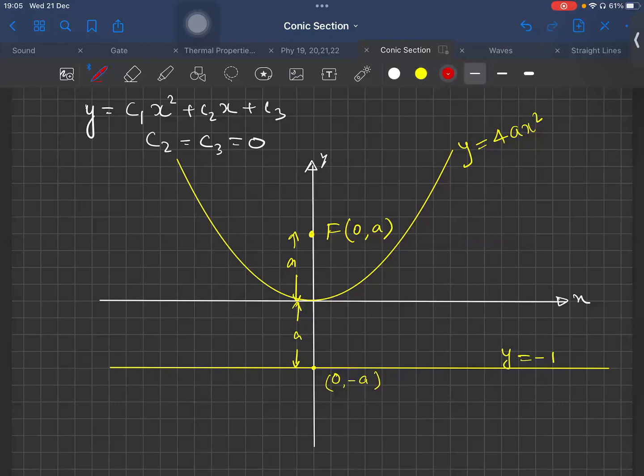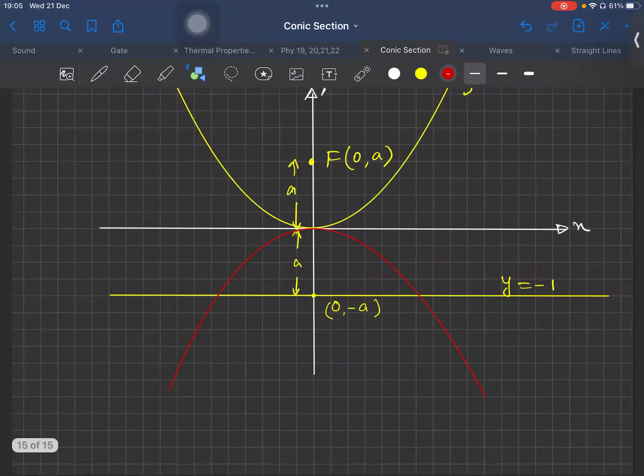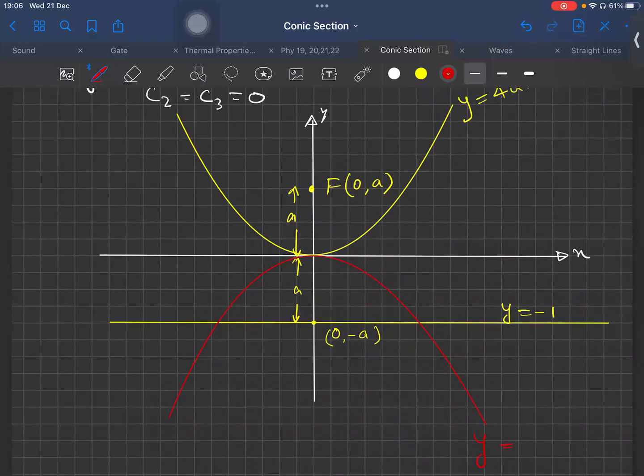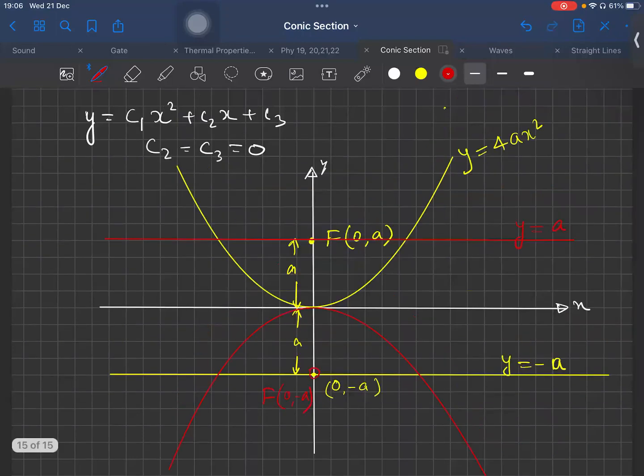Again, you can make a parabola like this. The equation of this parabola will be y is equal to minus 4a x square. The directrix will pass from here. The equation of the directrix is y is equal to plus a, not minus a. And the focus is here: F will be 0, minus a. So this is for the second parabola and this is for the first parabola. Understood?